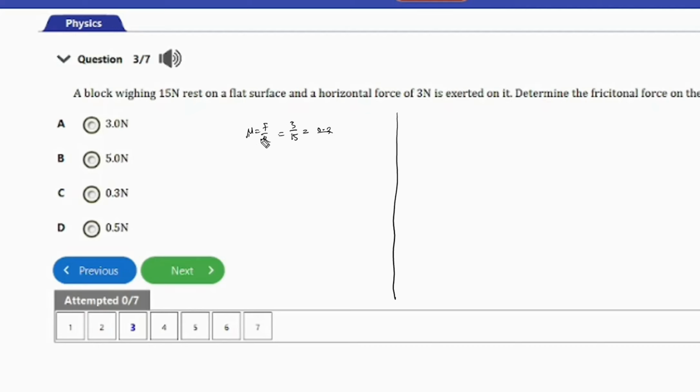If we want to find the frictional force on the block now, we're going to use that F is equal to mu times the weight. The mu is the coefficient of friction here, which is 0.2, then times the weight, which is 15 Newton. That will give us 3 Newton. And that's it for this question. 3 Newtons is the answer here. That's option A. Let's go ahead and consider the next question.